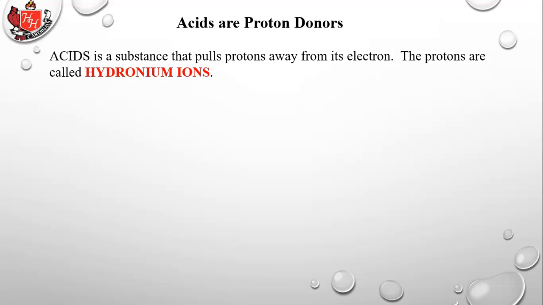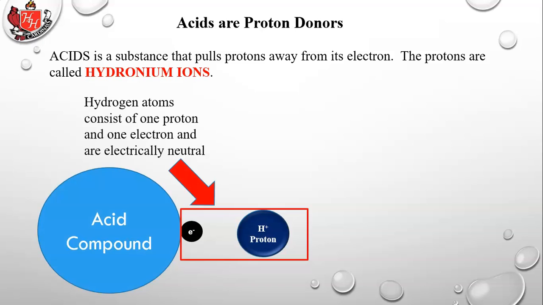So an acid is a substance that pulls away protons from its electron. The protons are called hydronium ions. So here we have some sort of acid compound. There's a number that we will talk about. And attached to it is a hydrogen atom. So that hydrogen atom, it's the proton, which is its nucleus, and the electron, which buzzes around it. And it's covalently bonded to that acid compound. That's a generic acid compound I'm showing there.